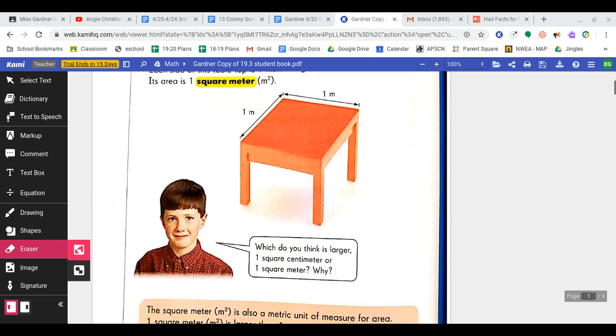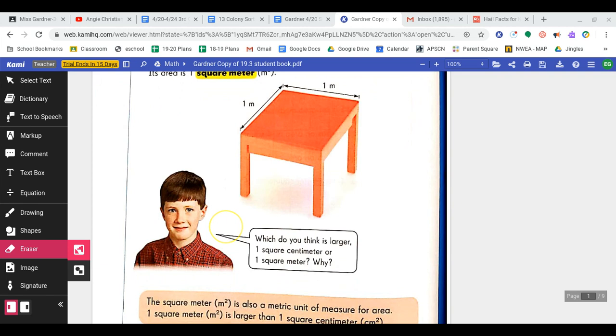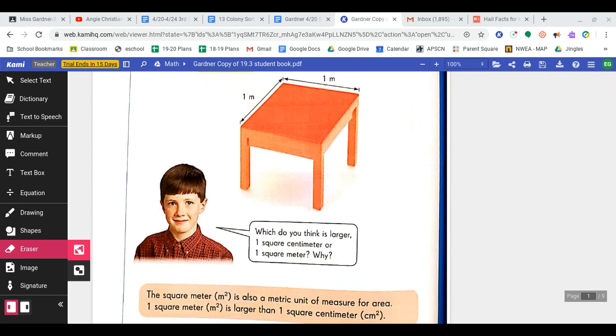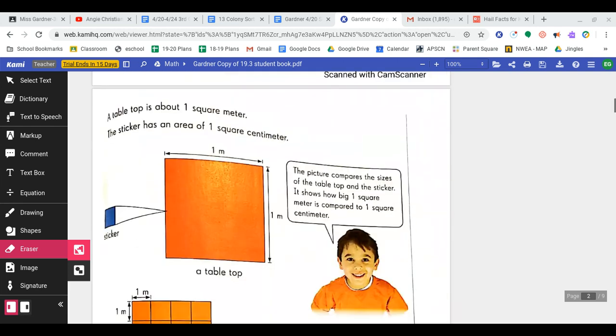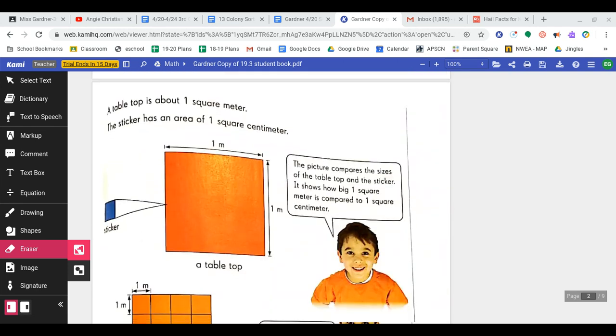It says, which do you think is larger? 1 square centimeter or 1 square meter? Why? Well, you might remember that a centimeter is 1/100th of a meter. So 1 square centimeter is 1/100th the size of 1 square meter. The square meter is also a metric unit of measure for area. 1 square meter is larger than 1 square centimeter.